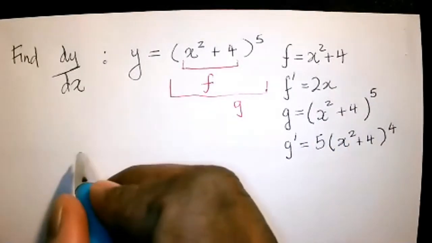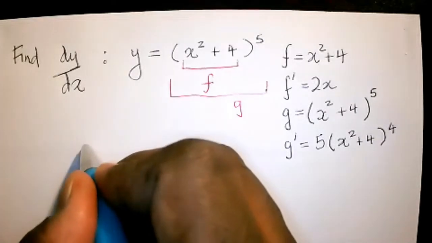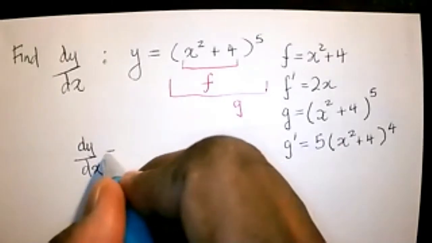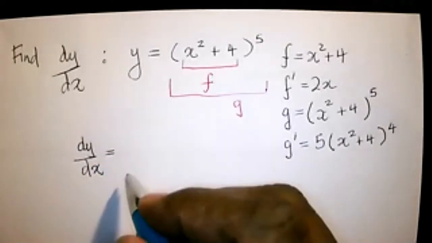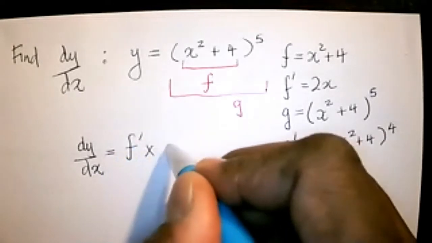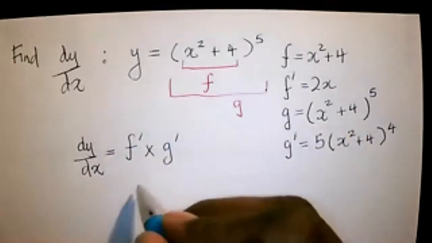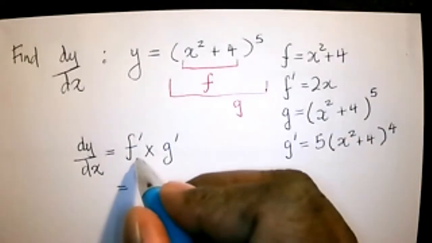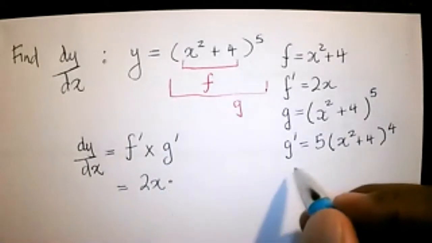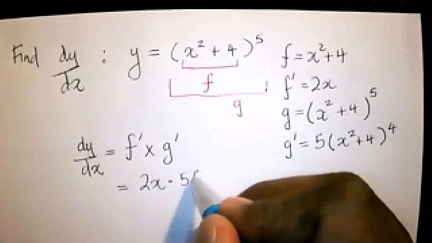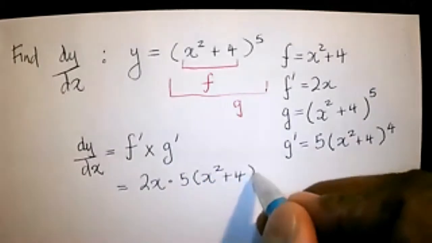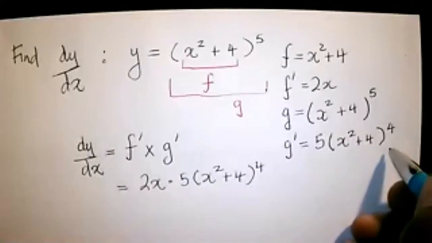Now we are ready to find the derivative because the derivative is our dy dx. Now, a simplified version of the formula is to simply multiply f prime by g prime. So let's see where that takes us. What is our f prime? Our f prime is 2x. So we're going to multiply 2x by g prime, and g prime is x squared plus 4 to the power 4. So we've taken note of that.